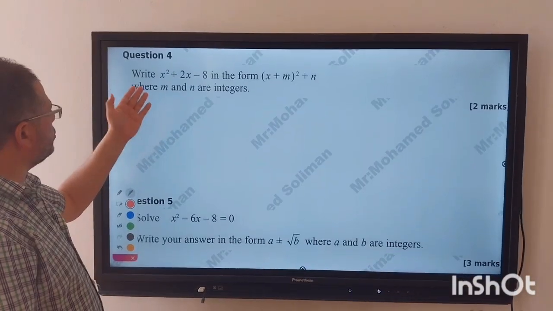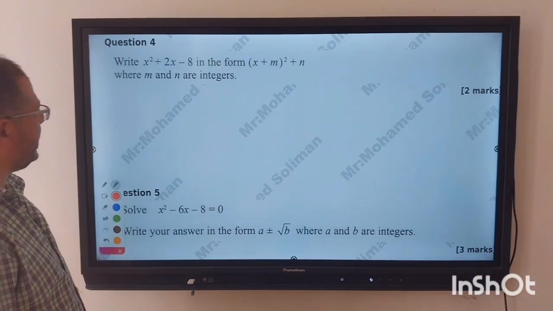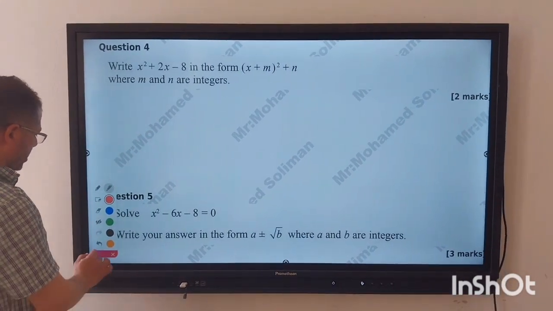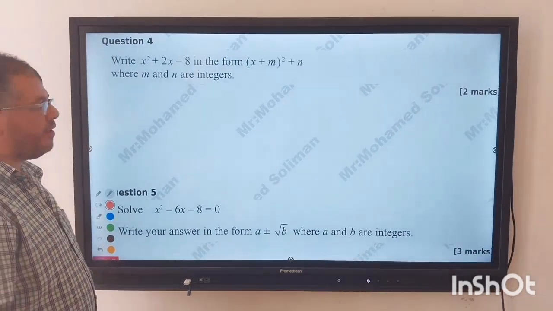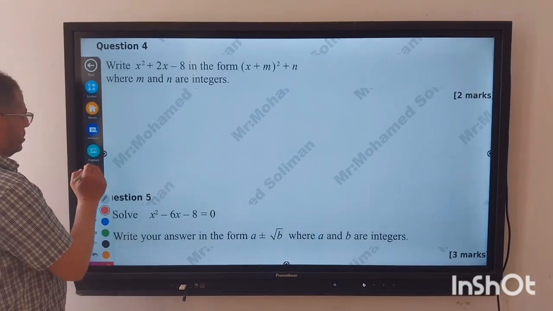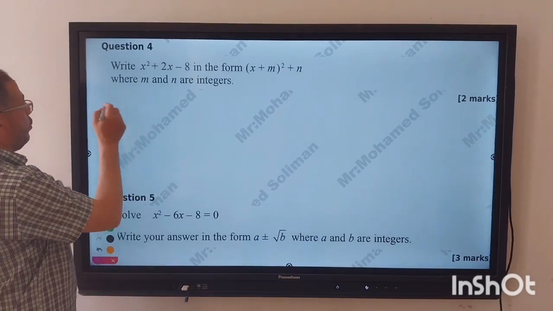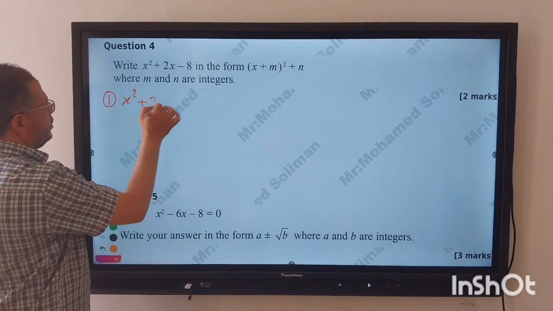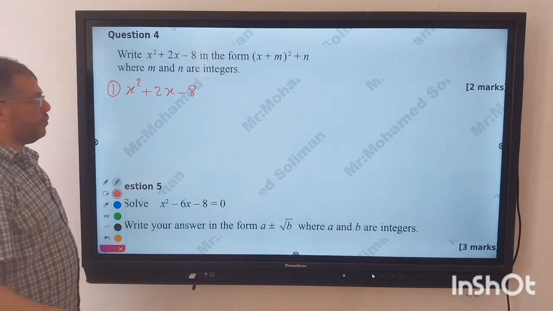Write x power of 2 plus 2x minus 8 in the form of x plus m power of 2 plus n, where m and n are integers. Okay, let's see how I can do this. As I told you before, we have three steps to follow. First of all, first step, I make sure about what? x power of 2 plus 2x minus 8 is written in the formula that I want to work with.